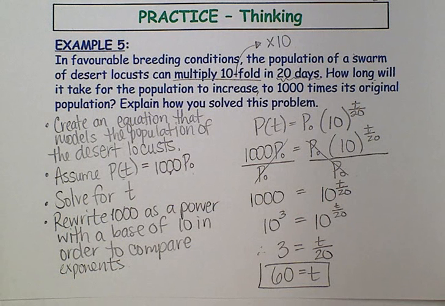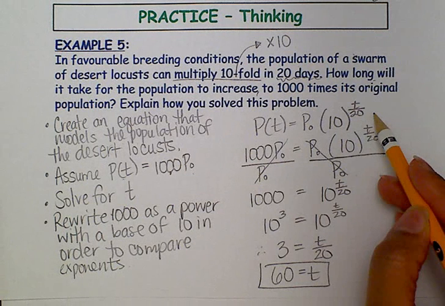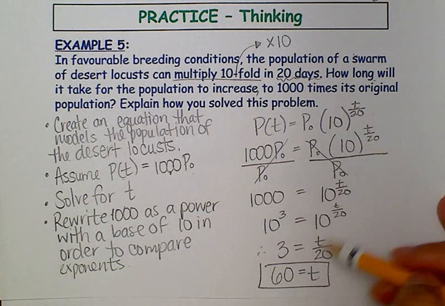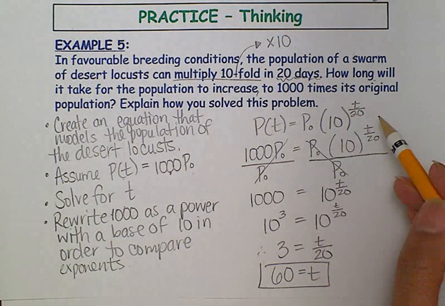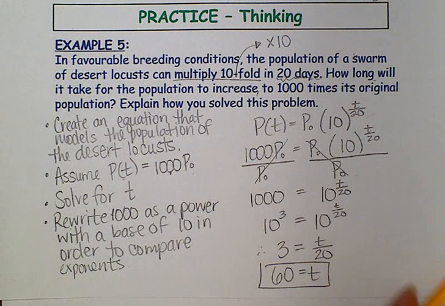So this is almost a level 3 solution. You can make this a level 4 solution by justifying your work. And how would you justify your work? Well, you can substitute in the time value into the original equation and show that at t equal to 60, it's 1,000 times the population. Okay, so that's a quick little thinking question for you guys to look at. Okay, just quick practice questions.